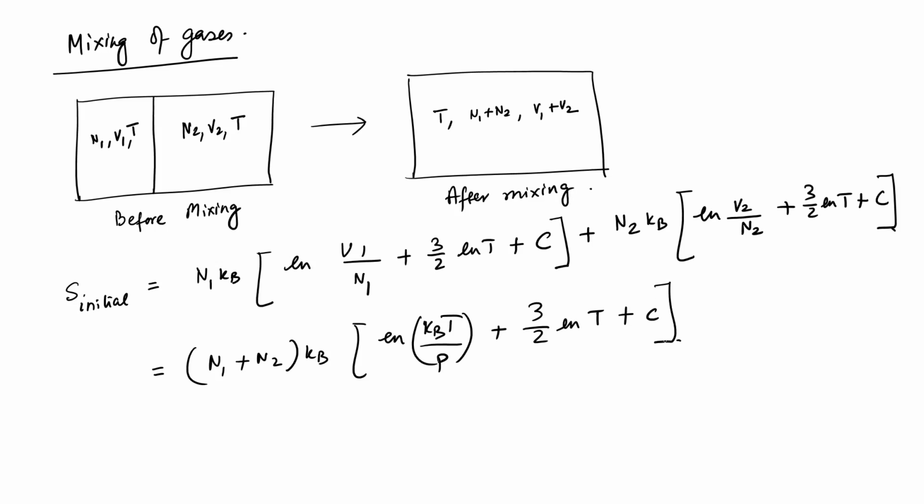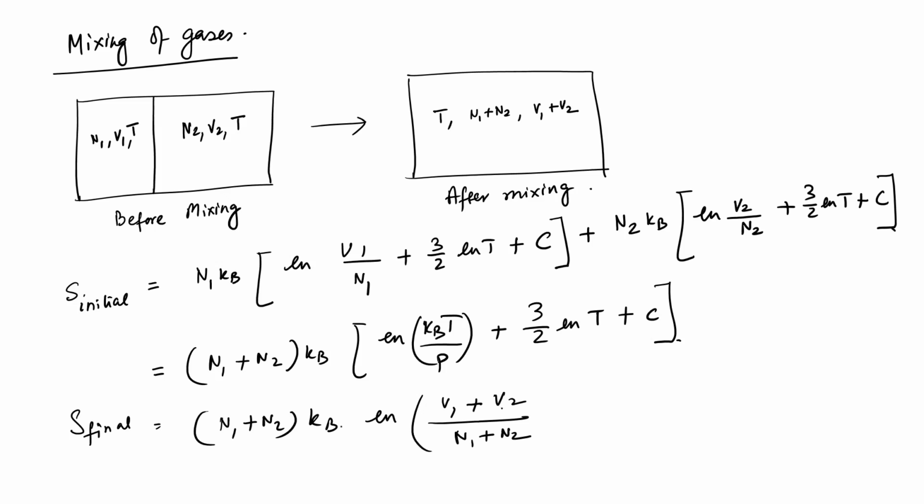Okay. So, this is the initial entropy of the gas, that is before mixing, and the final entropy of the gas is easy to determine. That is corresponding to N1 plus N2 number of particles. So, we have N1 plus N2 times k, and then we have log of V1 plus V2 divided by N1 plus N2, and then you have 3 by 2 log of T, which would remain constant, plus some C. Now, you see that if you again use the equation of state, that is pressure at V1 plus V2 equal to N1 plus N2 kT, then what we see is that we get S initial equal to S final, which is what we should get.